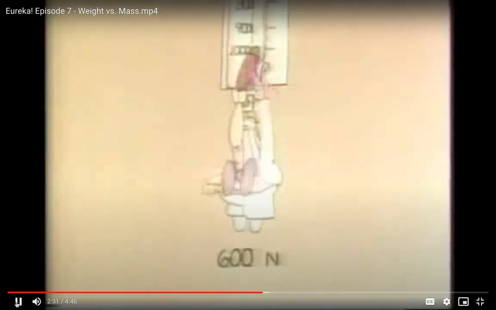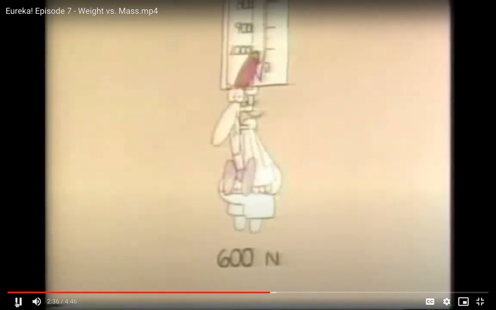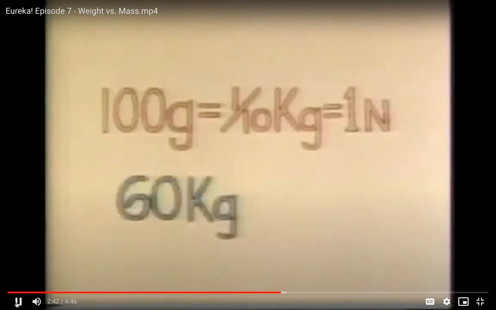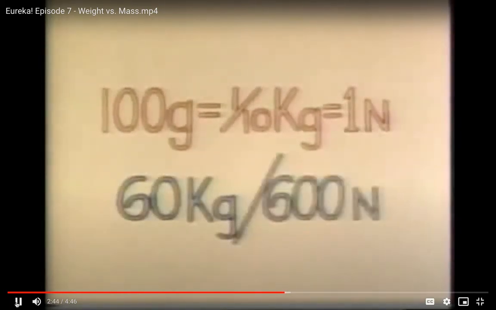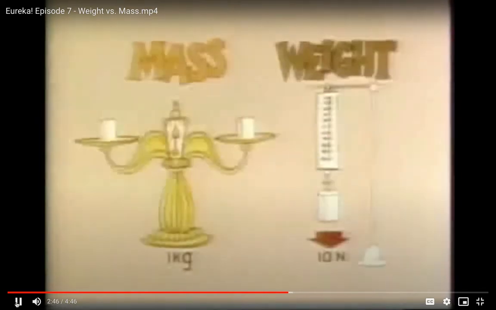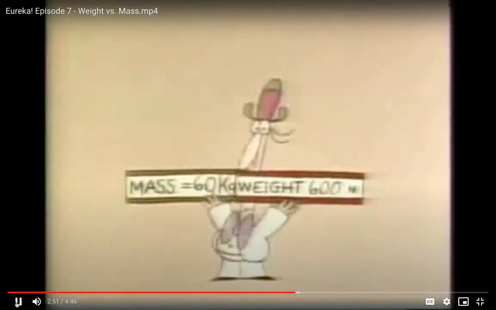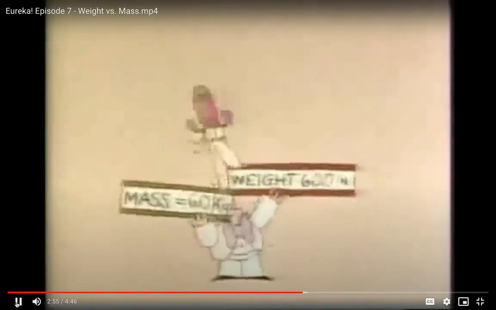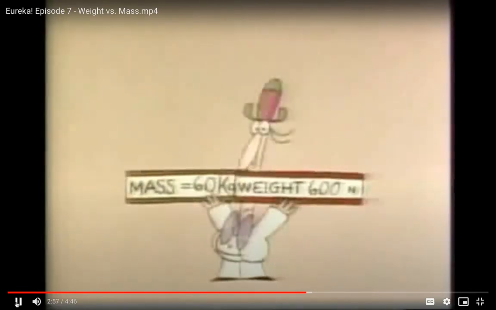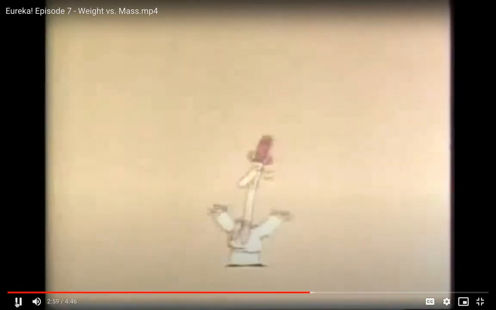You'll have noticed by now that you can usually work out the number of newtons by multiplying the kilograms by 10. 100 grams, or 1/10 of a kilogram, is about the same as 1 newton, and 60 kilograms are about the same as 600 newtons. But if 1 kilogram is the equivalent of 10 newtons, why bother to make a distinction between a mass of 60 kilograms and a weight of 600 newtons if they both really come to the same thing? Oh. To find the answer to that, let's go to the moon.